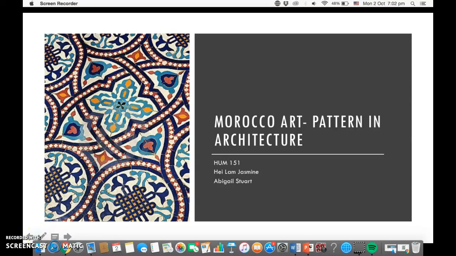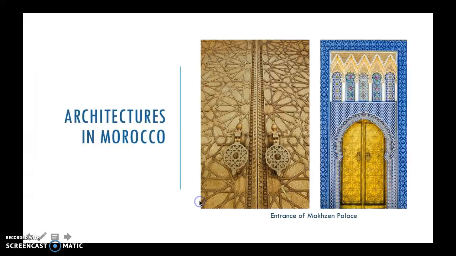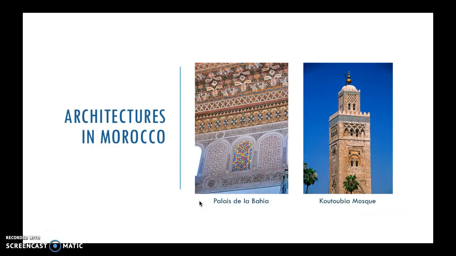We chose art in Morocco, which is the northern part of Africa. We studied the patterns in the architecture. Here's the architecture we chose: the palace in Morocco. It's the entrance of the palace, and they're from the Islamic temple and the other palace in Morocco.